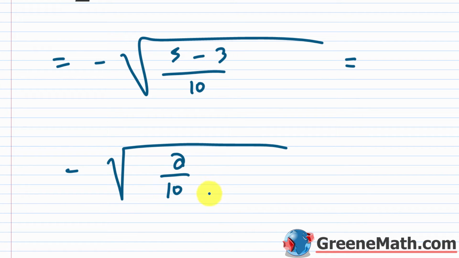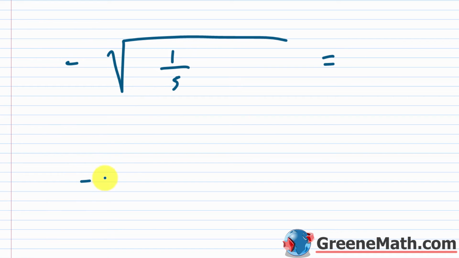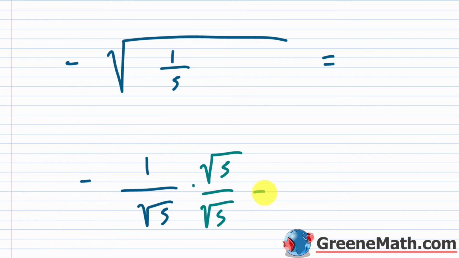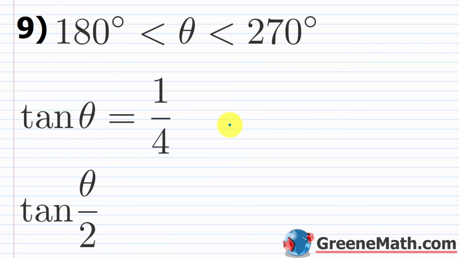So that's going to end up being 1/5. Let me just do that right now. And what I'll do is I'll just split this up now and say this is the negative of the square root of 1 over the square root of 5. So the square root of 1 is 1. And really all we need to do is rationalize the denominator. So say this is times the square root of 5 over the square root of 5. So your final answer for the cosine of theta over 2 would be the negative of the square root of 5 over 5.